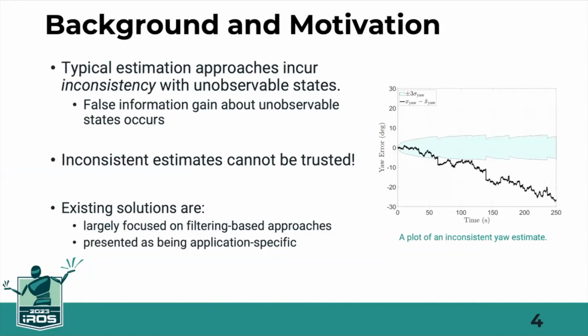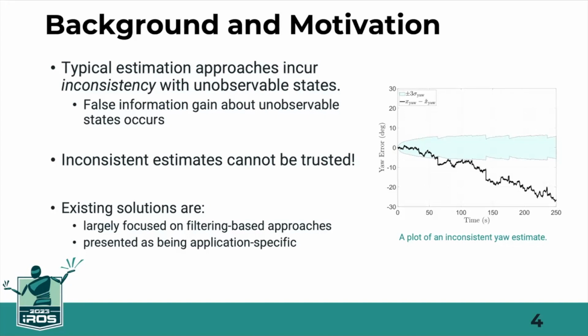This means that, as shown in the example plot, the uncertainty on the state no longer captures the true state, meaning that the error becomes greater than the uncertainty. This occurs because traditional estimation approaches falsely gain information about unobservable states, and as a result become overconfident. This is problematic because inconsistent estimates cannot be trusted.